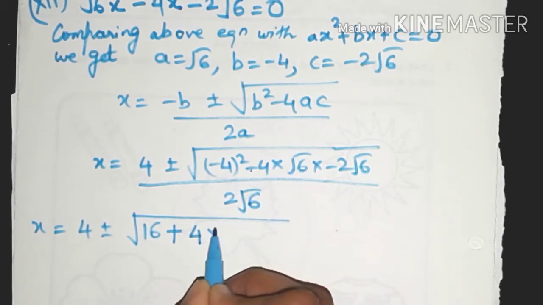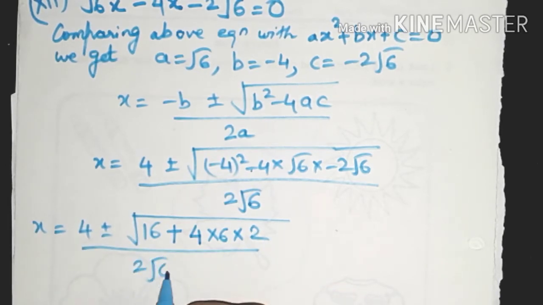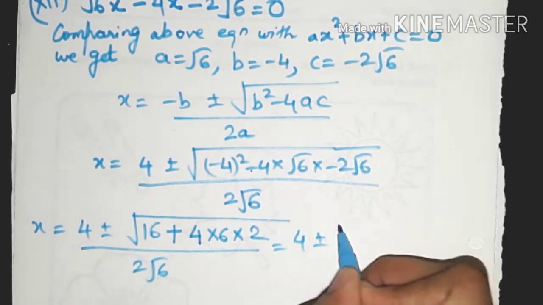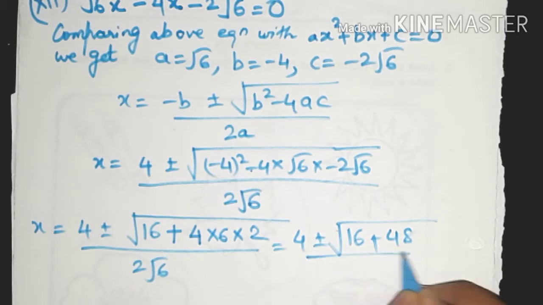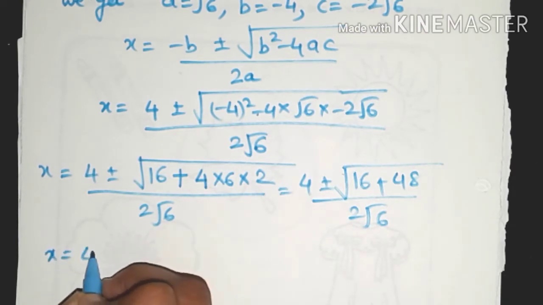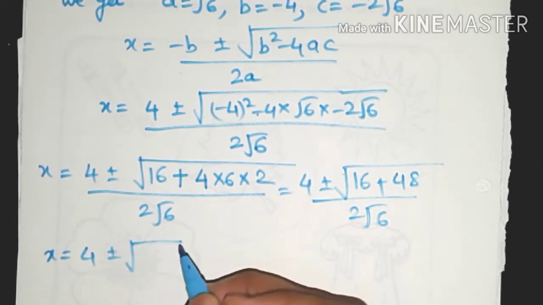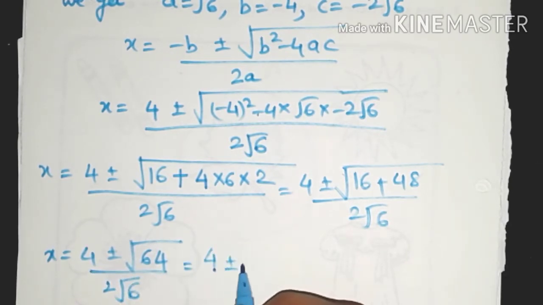So 4 multiplied by 6 multiplied by 2, divided by 2 root 6. 4 6s are 24, 24 2s are 48. So when you're doing this simplification, friends, be very careful. So now this will give you 64 divided by 2 root 6. And you know root of 64 is nothing but 8.